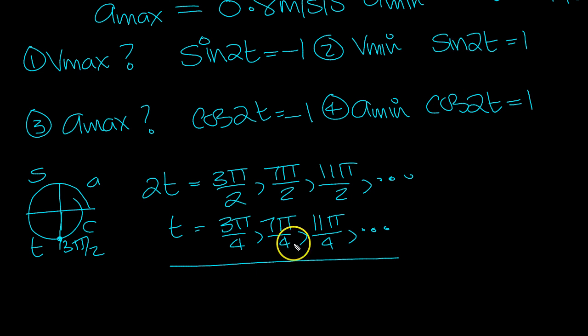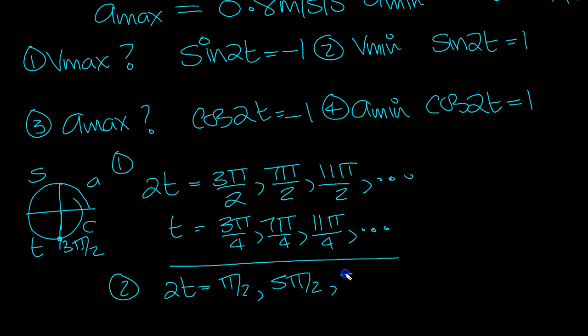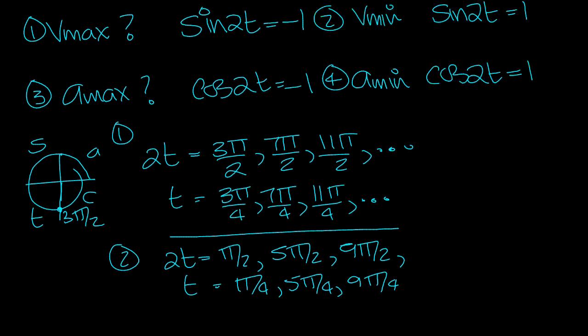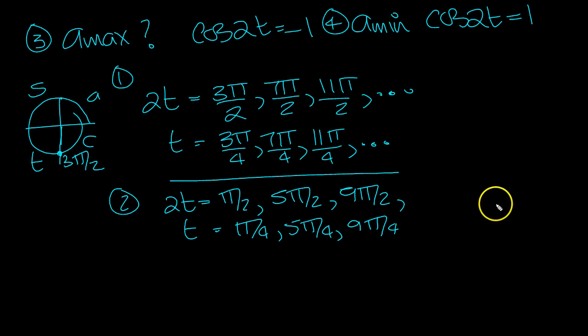Next one, sine 2t equals 1 would be here. This is number 1. Number 2, pi over 2, and then 5 pi over 2, isn't it? 9 pi over 2. We're just going round in full circles. So t will equal pi over 4, 5 pi over 4, and then 9 pi over 4. Okay, that's that one.